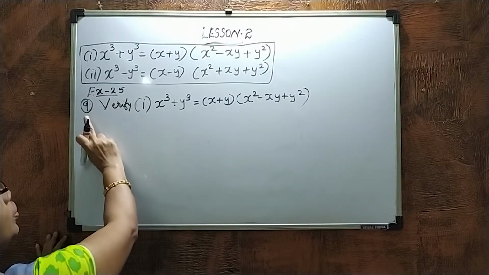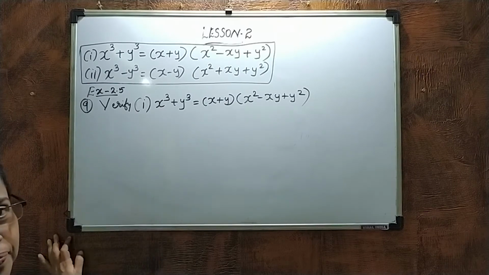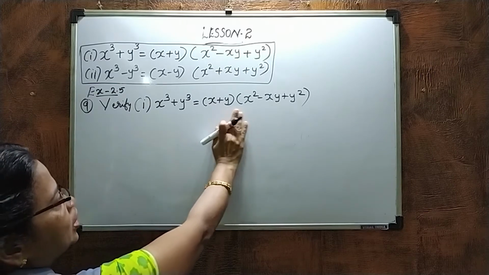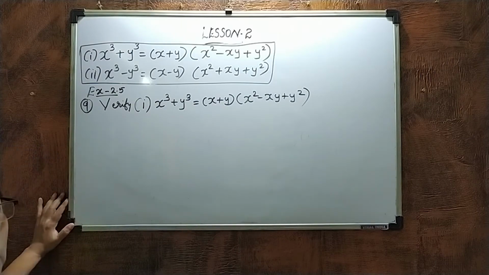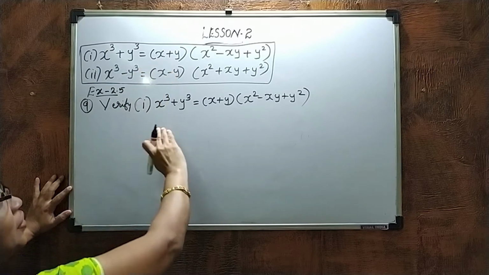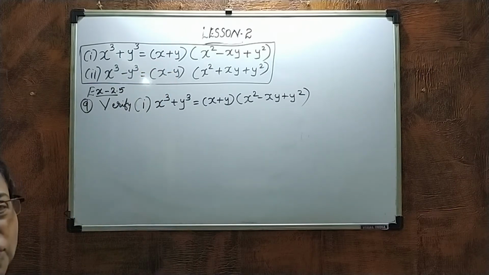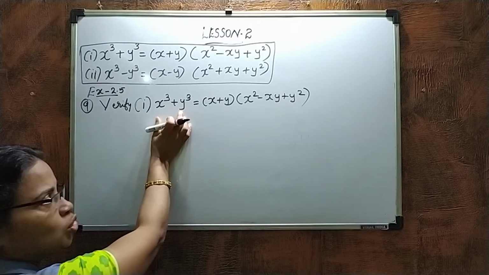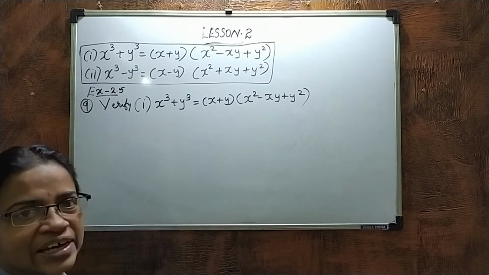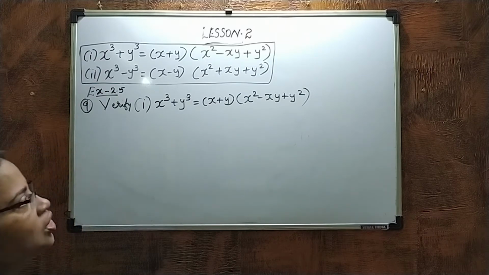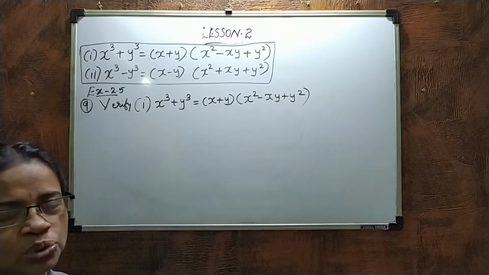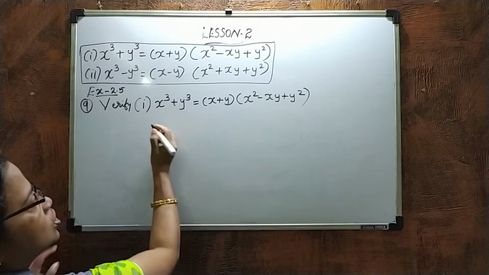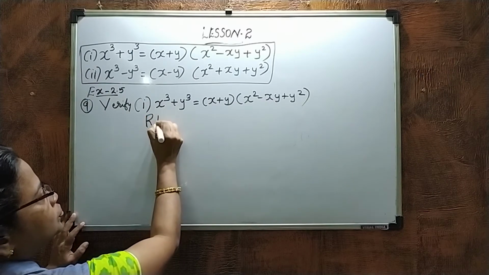Exercise number 2.5, 9th question, first one. You have to verify that x cube plus y cube equals x plus y into x square minus xy plus y square. That means this identity we are going to prove. Verification means what? You have to verify that the left hand side should be equal to the right hand side. Clear? So we are going to prove LHS is equal to RHS. We are going to start with RHS first.